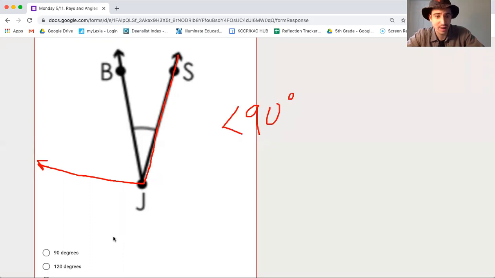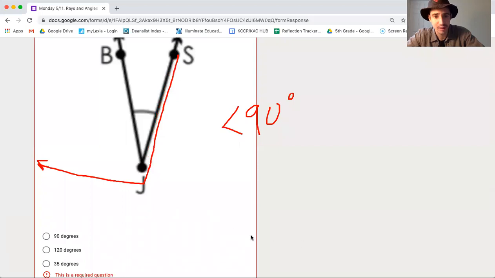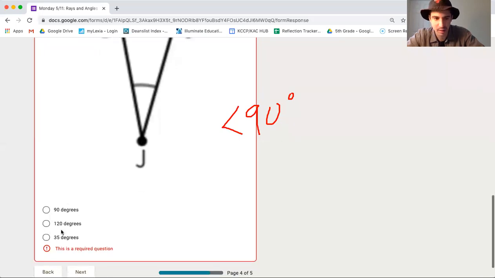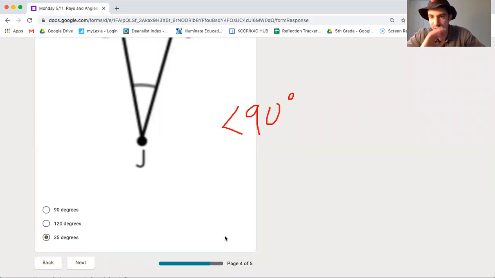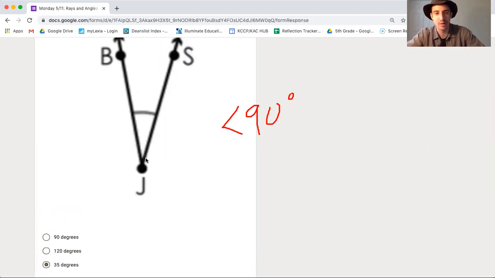So now I need to see if I have an answer that is less than 90 degrees. Well, 90 degrees is exactly equal to 90 degrees, not 100. That's not my answer. 120 degrees, that's greater than 90 degrees. That can't be my answer. But 35 degrees is less than 90 degrees. So that could be the measurement for this angle BJS.